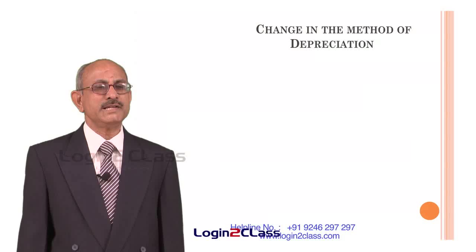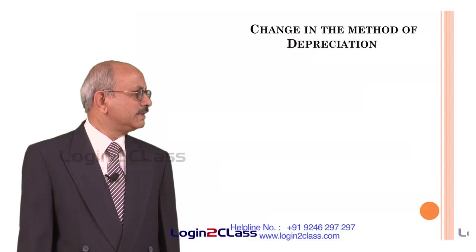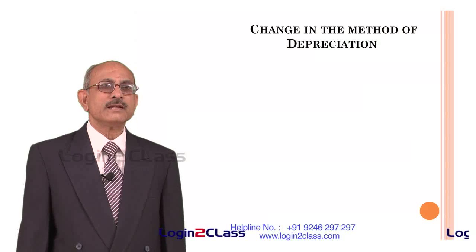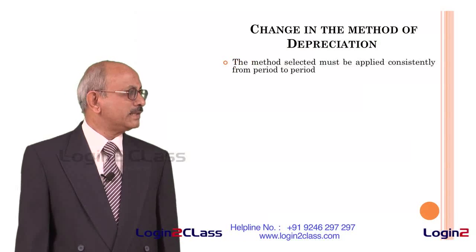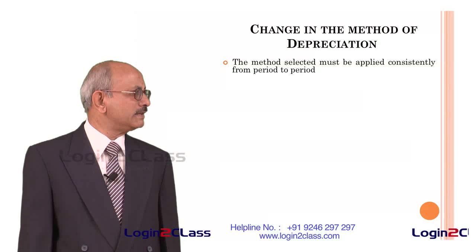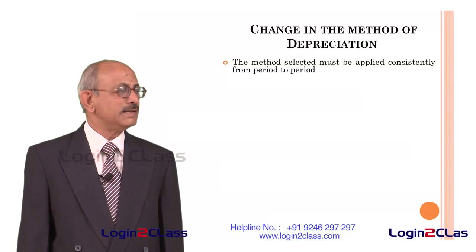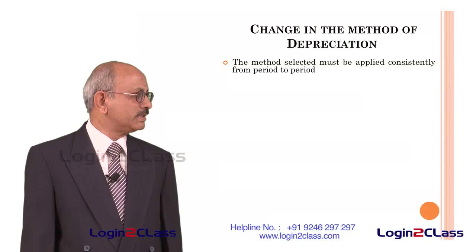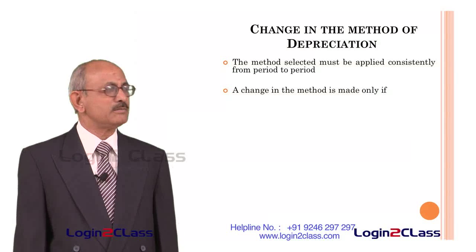And if there is any change in the method of depreciation, in terms of the accounting standards, it is required to be disclosed properly. What the accounting standard says is, the method selected must be applied consistently from period to period. That means there should be some kind of consistency in applying the method of depreciation, and the method can be changed only under certain circumstances.